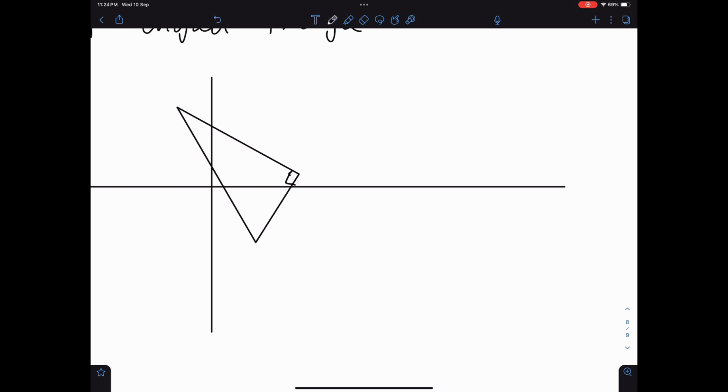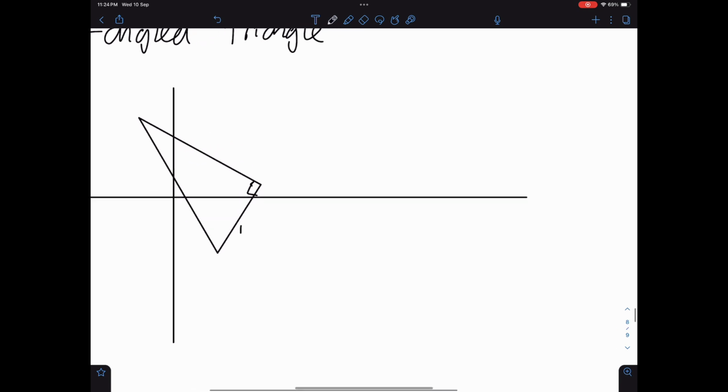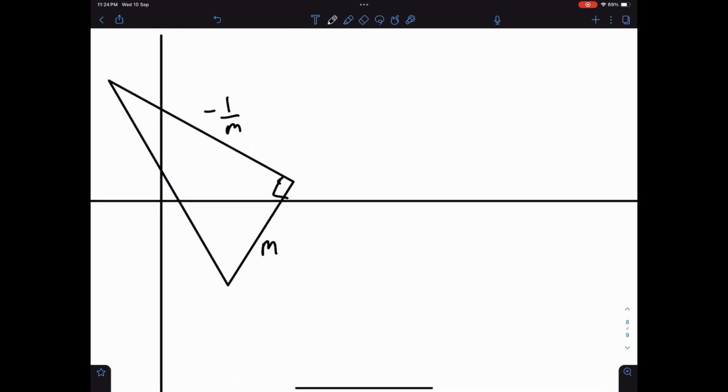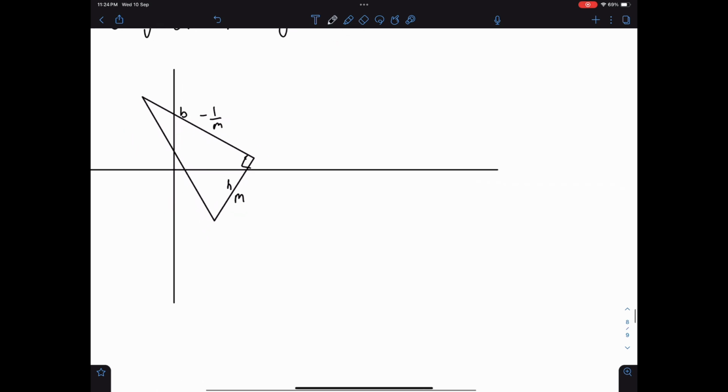If this gradient here is m, then this will have a gradient of -1 over m, right? Because it's the negative reciprocal. And so that may be helpful. And the area will be this. Let's call this a height, and this is the base, and the area will equal half base times height.